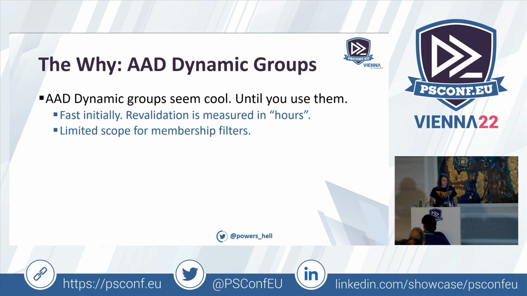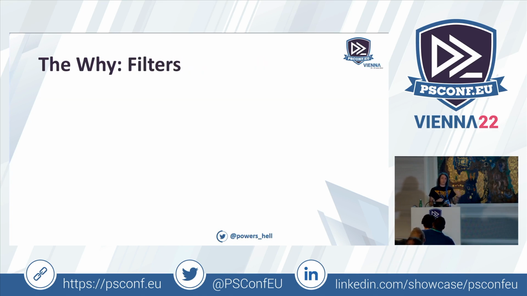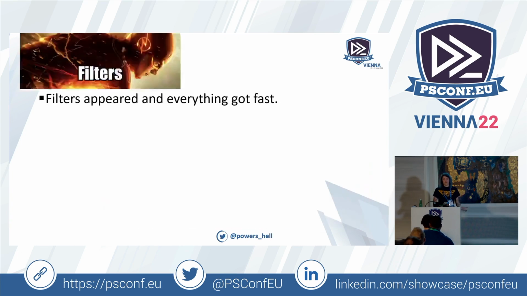That's primarily the problem. So we want to get the data from Intune, and we want to use that to build our own dynamic groups. Okay, so that's kind of the next part of the history of pain. So filters were introduced, and it's a thing for Intune to kind of solve that initial first problem where it just takes way too long. So filters appeared, everything got fast.